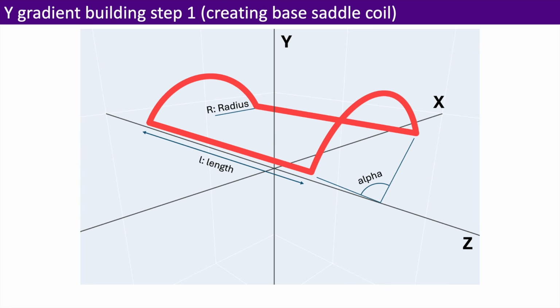The alpha can range from 180 degrees to 0, but 0 is impractical, so let's say like 30 or 40, but usually it's around 120 degrees with given length, radius, and alpha. It's important to note that the base saddle coil is centered around the origin, but to get the gradient field we need to translate, rotate, and mirror the base gradient coil.